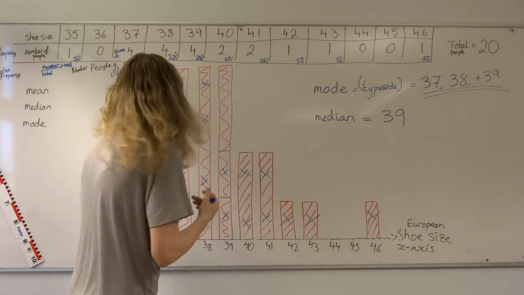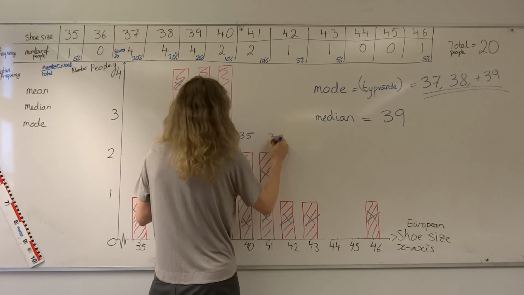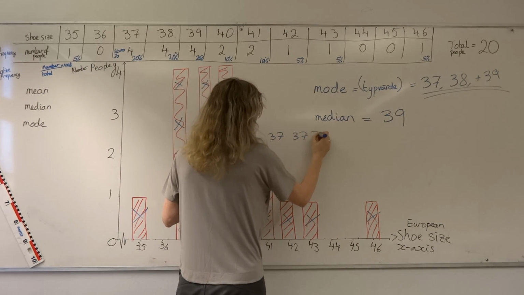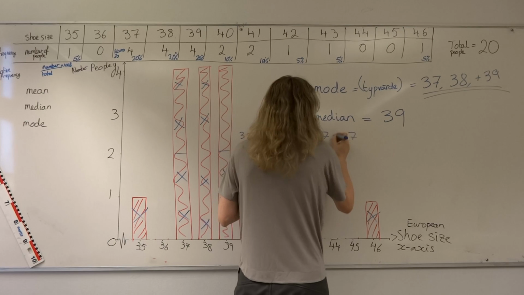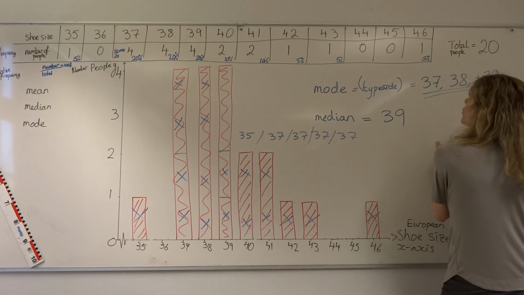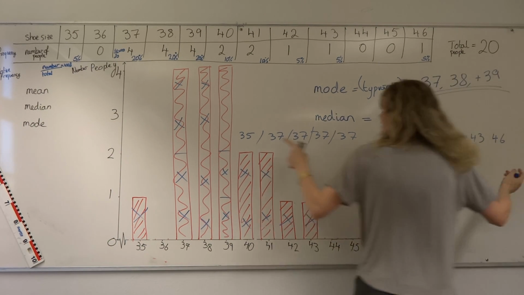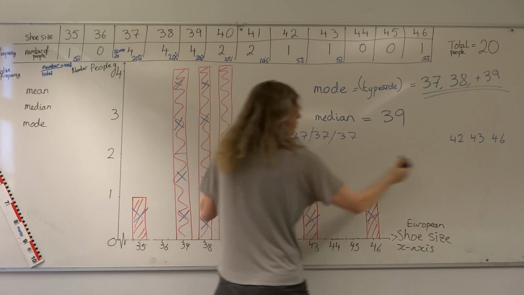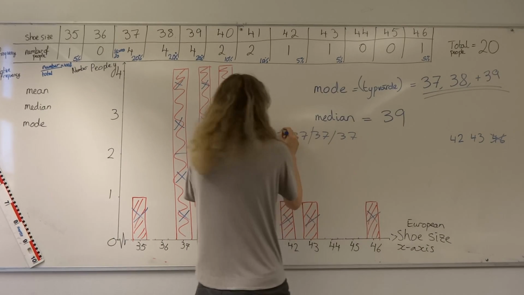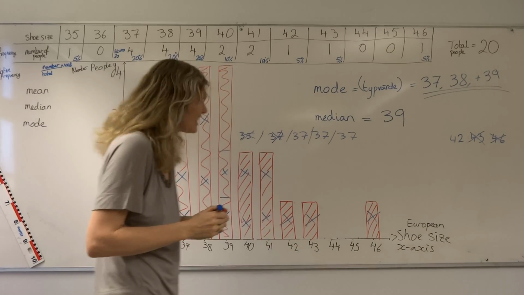Another way of doing that would have been to put all of these shoe sizes in a row: 35, 37, 37, 37, 37, and end up here at 42, 43, 46, and just cancel from either extreme like this, 1 at a time, taking away until we get into the middle number. But that takes a lot of time.